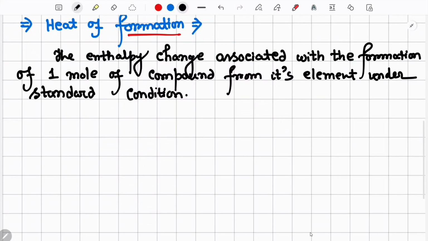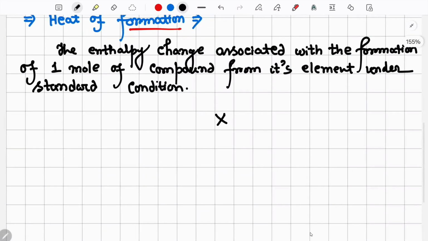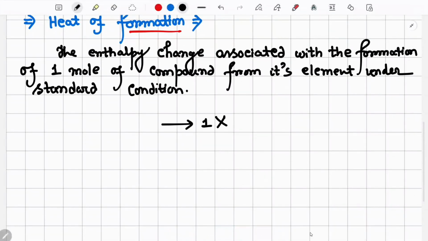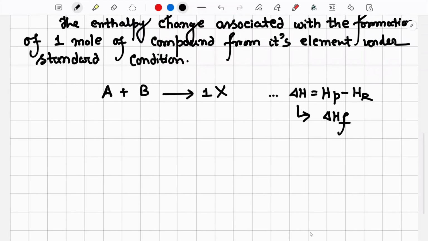So what does it mean? Let's say you have to calculate the heat of formation for any species X. So you have to form 1 mole of that species from its elements. Let's say if it is A and B, then from A and B you have to prepare that 1 mole of X. And for that process, the change in enthalpy, that is H product minus H reactant, is essentially the ΔHf, the heat of formation. Okay, so is it clear? Okay, so let me give some examples.